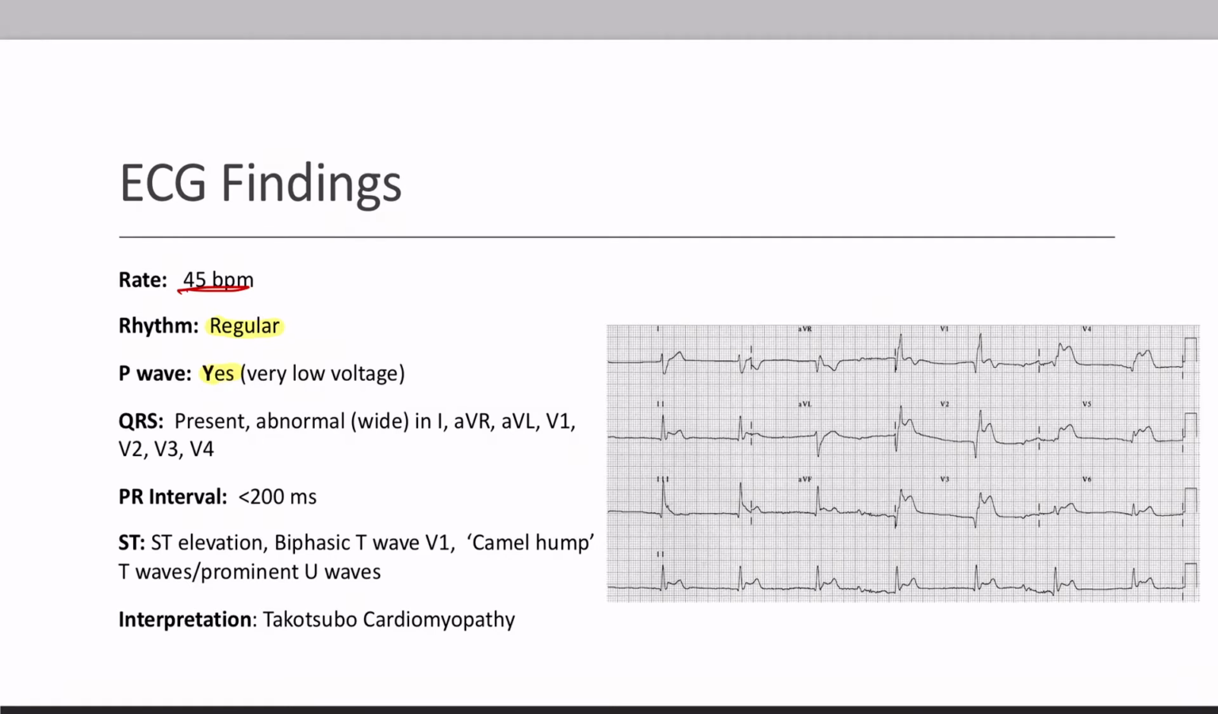We do have P waves, even though they're very small. The QRS complexes are present, so that's good, but we have some abnormalities in a couple of these leads. The PR interval is less than 200 milliseconds, which is normal. And then there's ST elevation as well as biphasic T waves or T waves plus U waves.